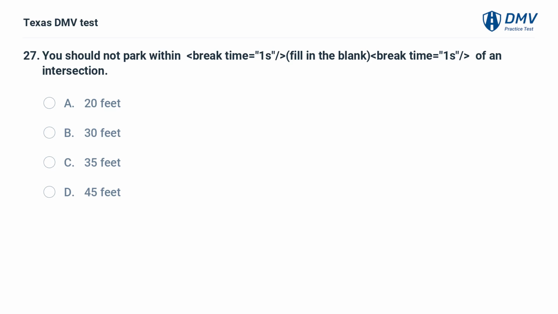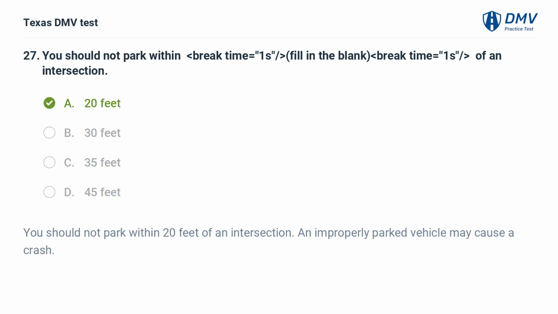You should not park within fill in the blank of an intersection. A. 20 feet. B. 30 feet. C. 35 feet. D. 45 feet. A. 20 feet. You should not park within 20 feet of an intersection. An improperly parked vehicle may cause a crash.